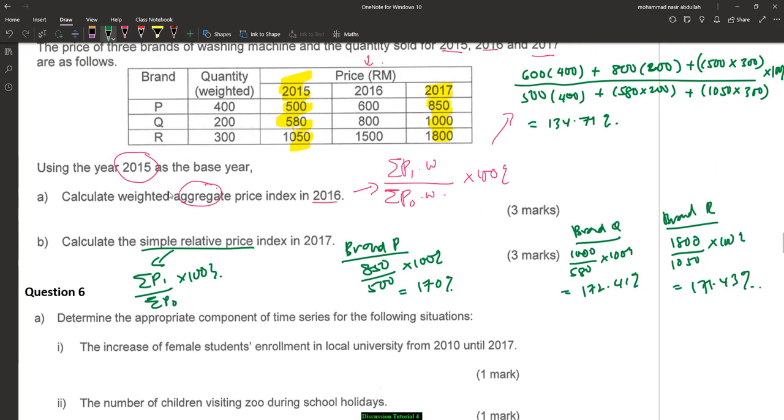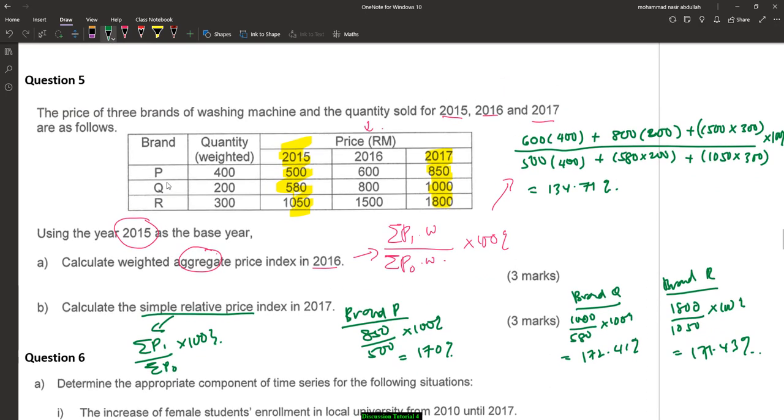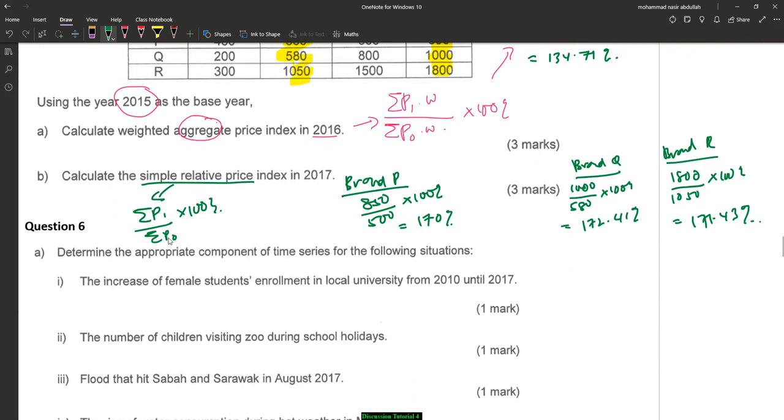Sir. Yep. For simple relative price ni, kena cari satu-satu brand. Yep. Dia satu-satu lah. Dia punya formula bukan summation. Summation is for aggregate kan. Dia simple. P1, P current period divided by P base period. Kalau summation is aggregate kan, kita tambah semua ataupun average, right?